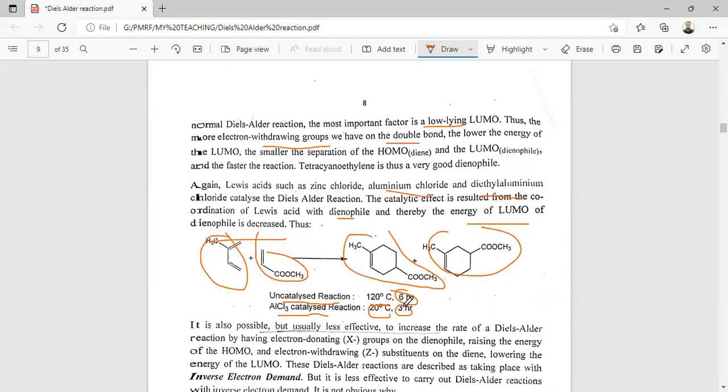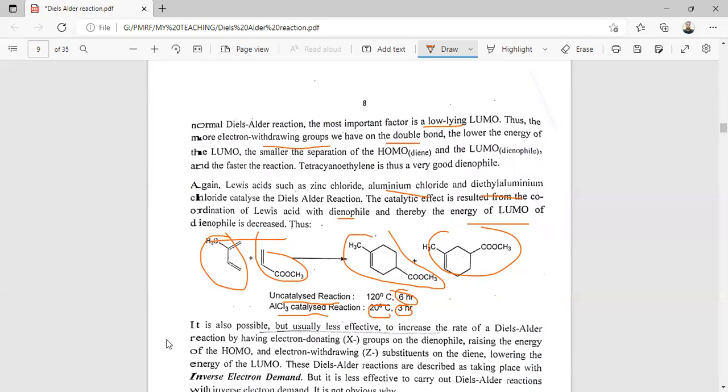This is because, in the presence of the Lewis acid, the energy of the LUMO of the dienophile is slightly decreased, so the energy gap between the HOMO of the diene and the LUMO of the dienophile is decreased. So that's why the reaction is much faster.